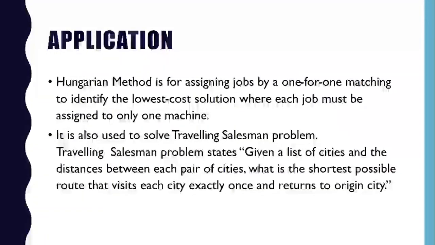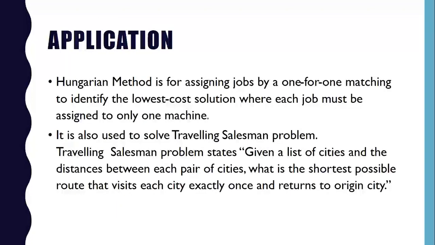Now, when we look deeper into it, we know that it is applied in assigning jobs, for example, and this is done by one-for-one matching to identify the lowest cost solution where each job must be assigned to only one machine. Why it is so important and beneficial is because it gives us the minimum cost, which is to be remembered always. And we always require minimum cost because it will result in lesser computation time and faster development of our process. So it is beneficial for that.